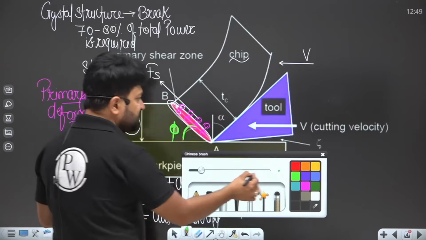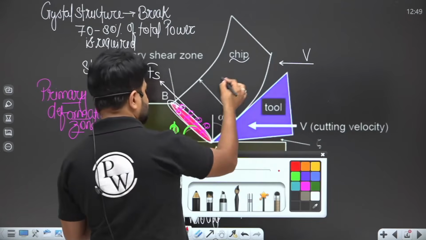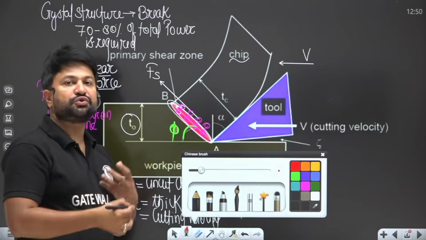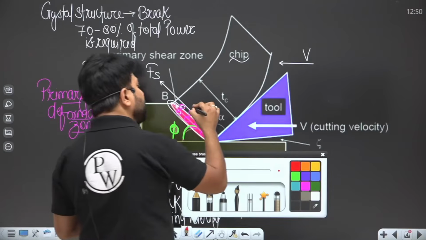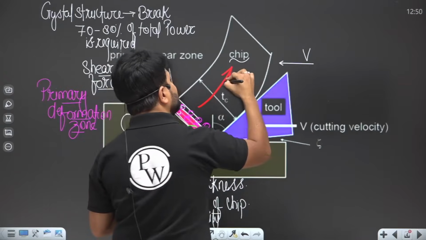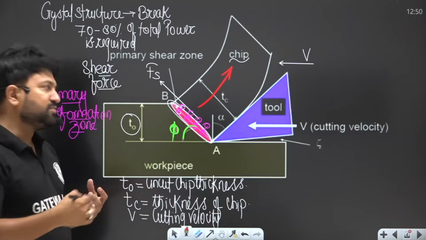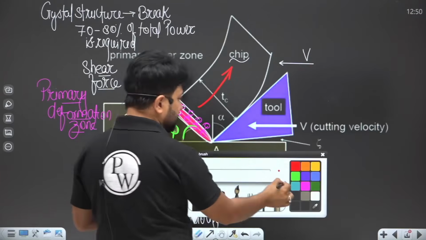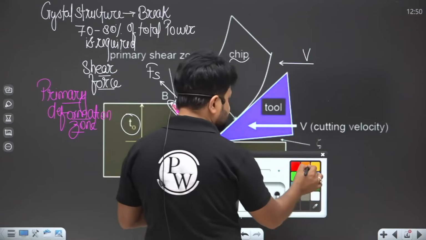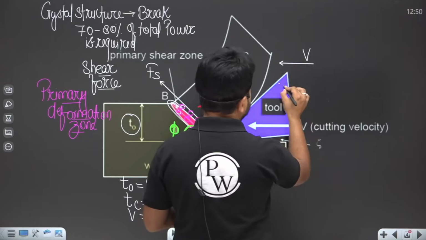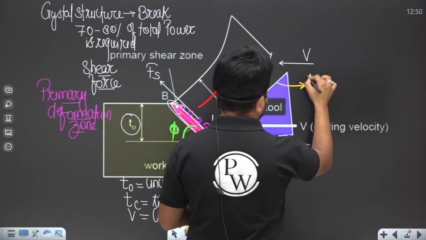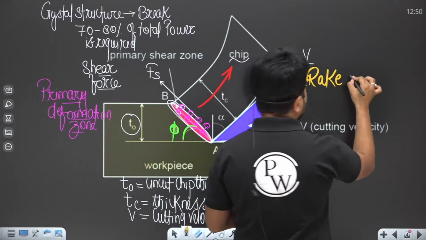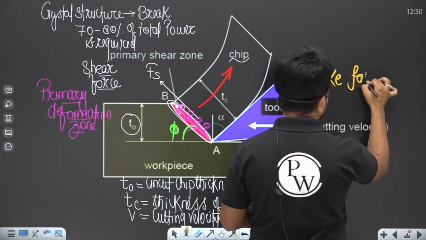Now the chip is moving in the upward direction. After deformation, the crystal structure is going to break and convert into a chip. Now the chip is moving along the rake face of the tool. My dear student, this is the rake face, or rake surface.